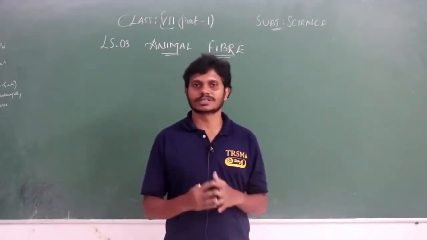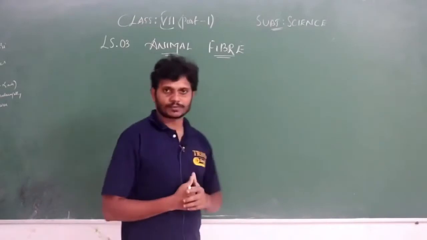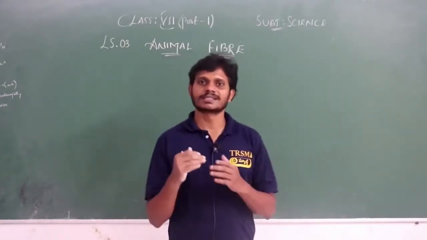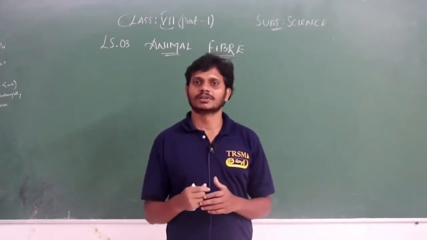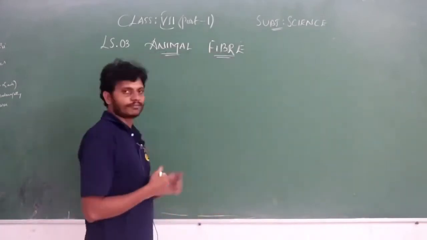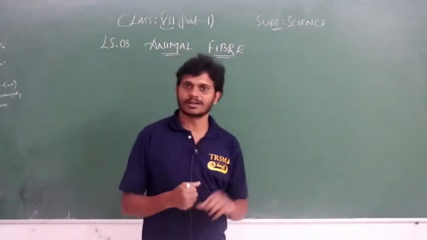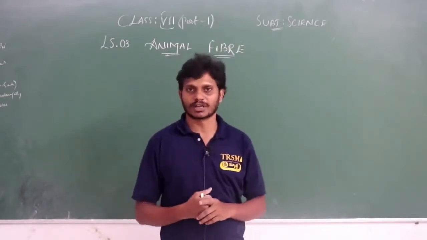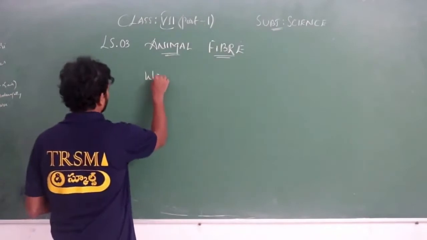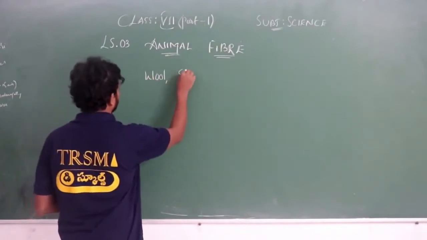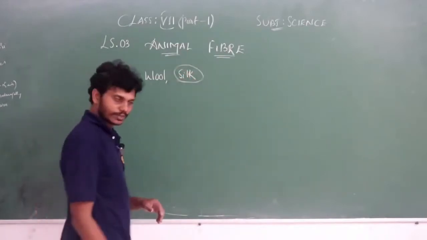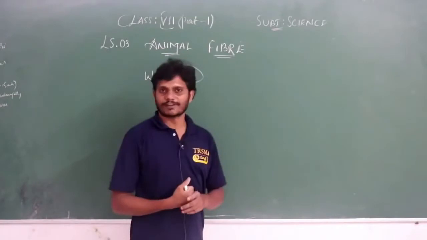So cotton and jute we discussed. Now we need to discuss the animal fiber. Synthetic fibers you will be learning in your higher class, that's in your 8th class. So let's discuss the animal fiber. How many types of animal fibers are there? Mainly two different types. One is wool, and the next one is silk. Let's discuss the silk fiber.